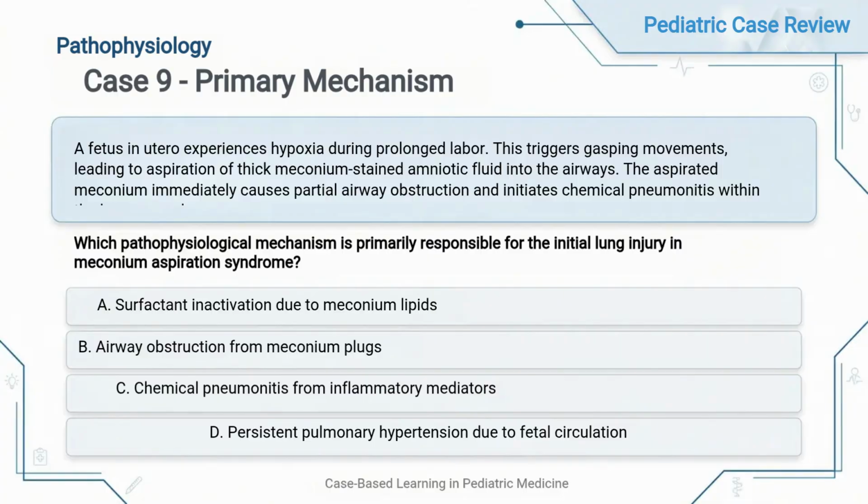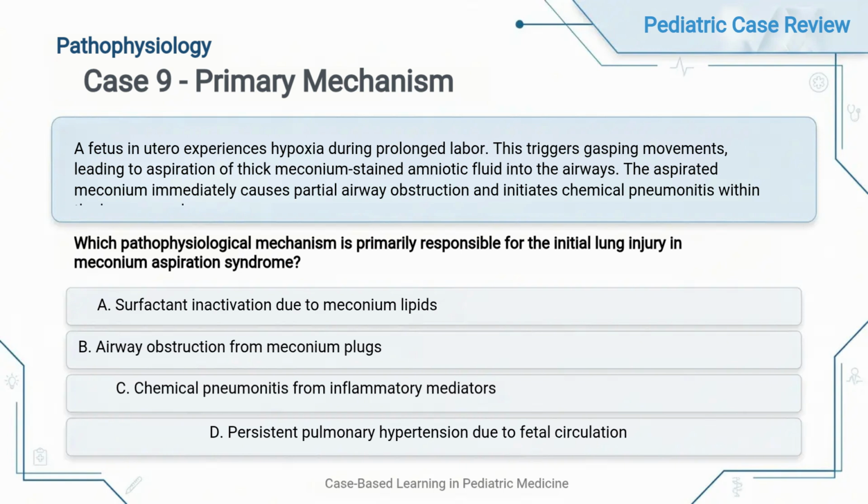A fetus in utero experiences hypoxia during prolonged labor. This triggers gasping movements, leading to aspiration of thick meconium-stained amniotic fluid into the airways. The aspirated meconium immediately causes partial airway obstruction and initiates chemical pneumonitis within the lung parenchyma. Which pathophysiological mechanism is primarily responsible for the initial lung injury in Meconium Aspiration Syndrome?